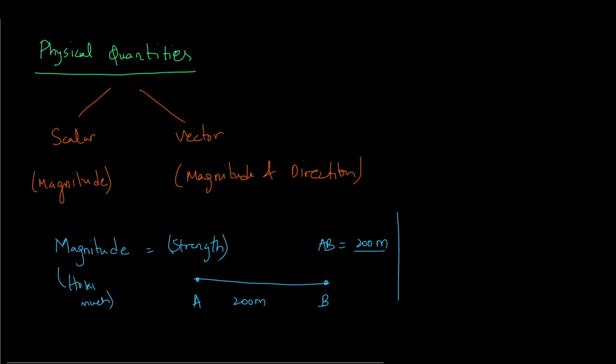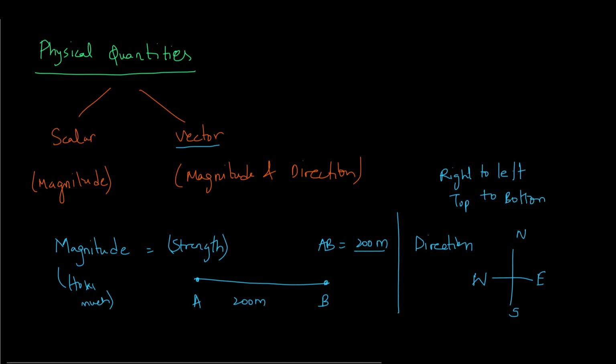Now we'll see what is direction. If you specify north, south, east, west, then you can say it comes under vector quantity. Or in other words, like from right to left, top to bottom or bottom to top. So all these come under vector quantity.